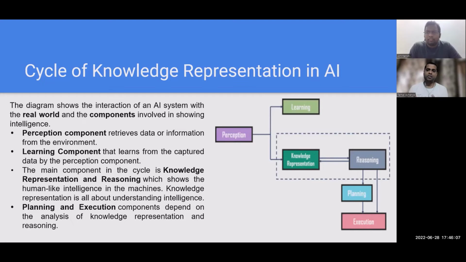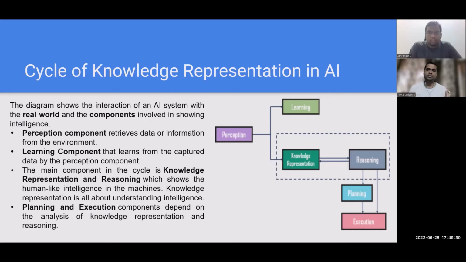Yes, this is very important. This is a cycle representation of the knowledge-based agent. So how does knowledge representation happen in AI? First you have the perception. It is receiving data or information from the environment, and then finding out what the source is. When you receive something from the environment, you check what the noise is, or what has been damaged.